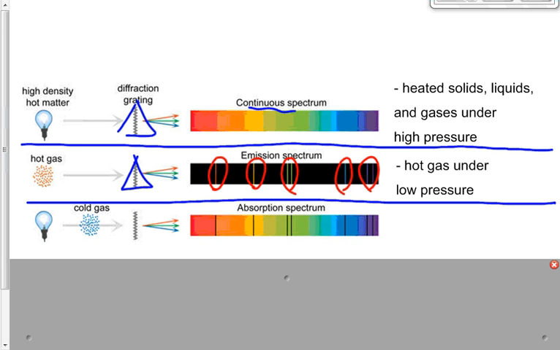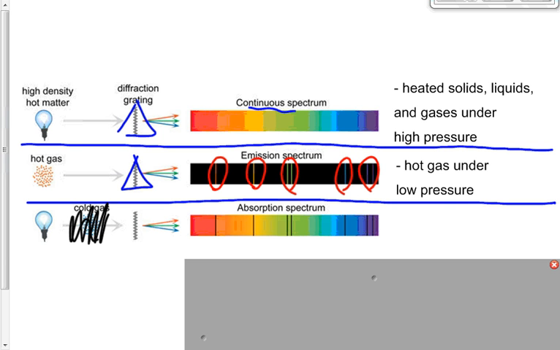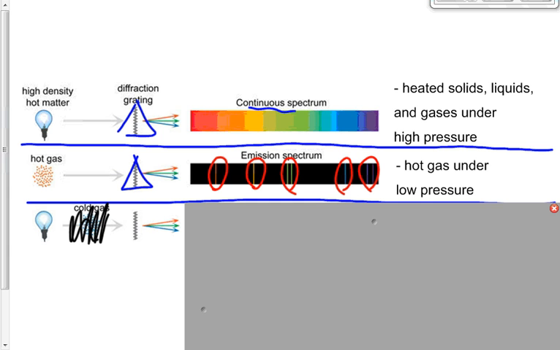Now let's take a look at the third diagram. Let's get rid of the cold gas for a second in the third diagram. If we get rid of the cold gas, and let's cover up this too, what do we got? We got the same thing as our first diagram, right? We got a continuous spectrum, which has nothing really to do with atomic transitions.